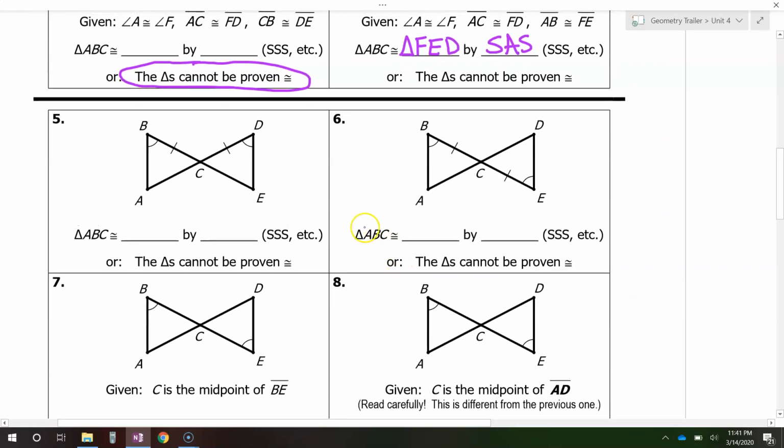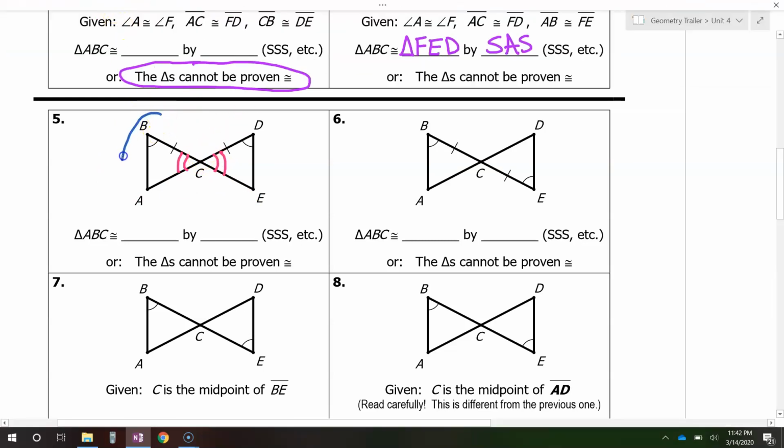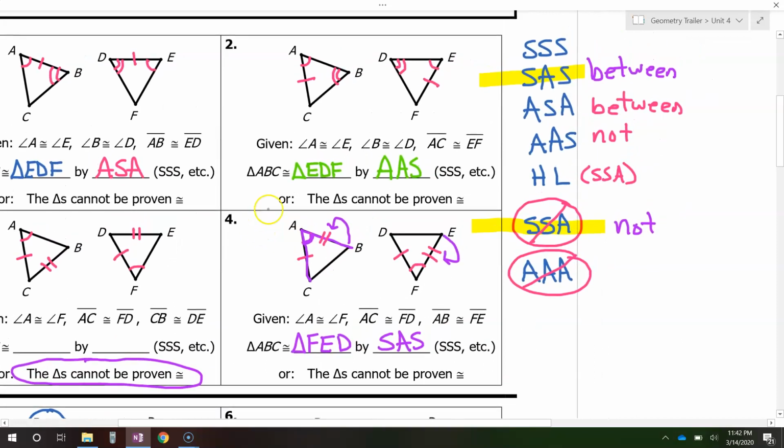Okay, how about number 5? So on this problem, we need to consider some additional information. We have vertical angles here, right? Whenever you have an X being formed, the angles that are across from each other are called vertical angles, and they are always congruent, and you should mark them. So now, focus on one triangle at a time so you can really consider what you're dealing with. So if you look at triangle ABC, for example, you'll notice that we have 2 angles and a side. All right, now let's look back at our list.